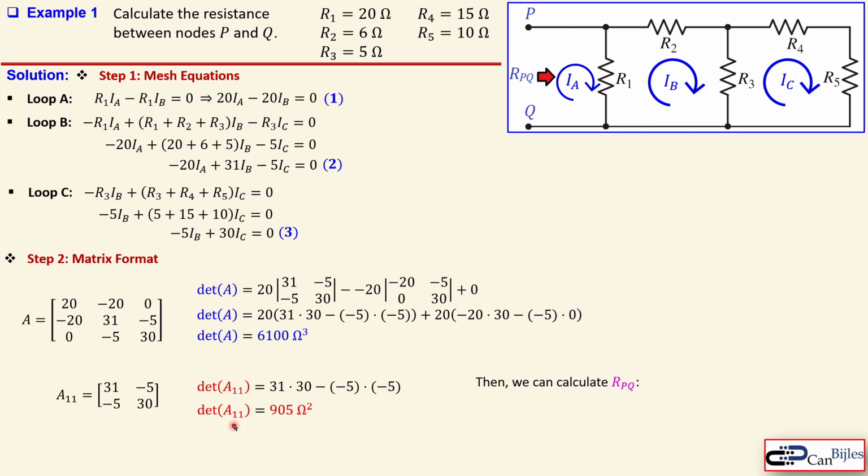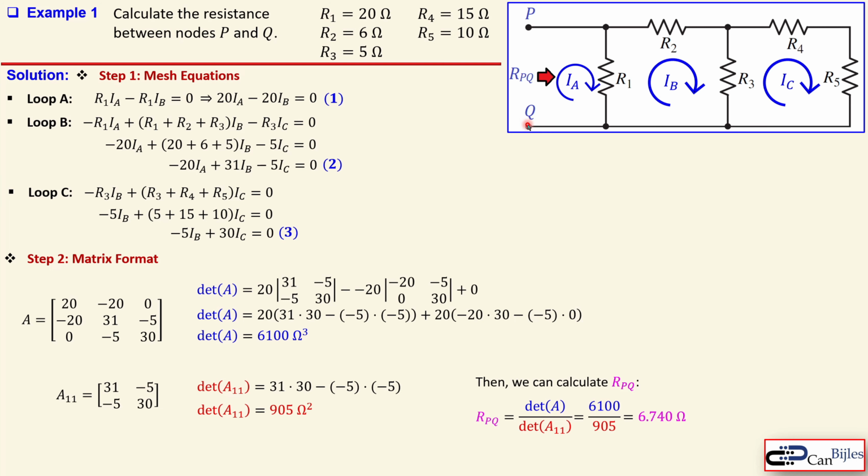So then we can calculate the RPQ using this formula. Now we have these two, so the blue one and the red one. We can set up in the equation. We have here now 6.74 ohms. Then looking between the P and Q.